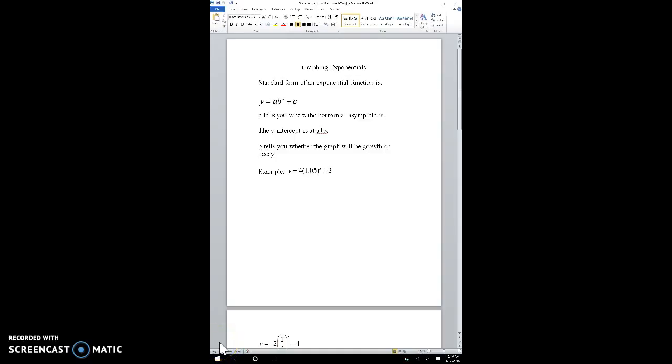Okay, this is the video about how to graph exponential functions. The standard form for an exponential function is y equals a times b to the x plus c. Each of these numbers tells you something about the graph.